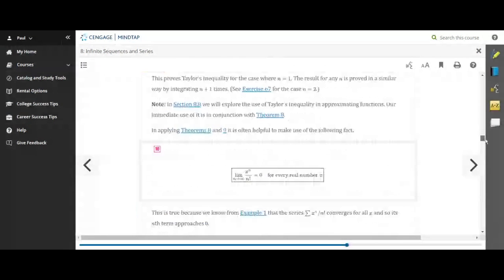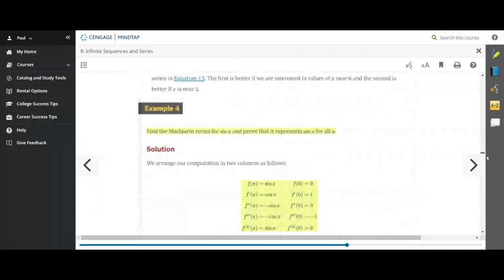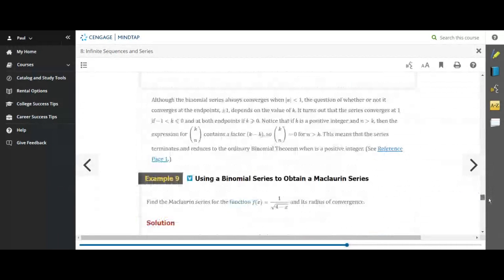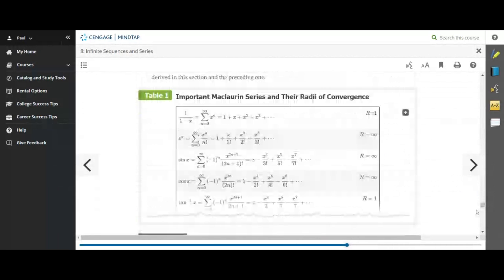Now, there's a whole table. Let me just see if I can find this table here. It should be in here. Yeah, table 1. This is the important Maclaurin series and their radii of convergence. So the ebook has these formulas.